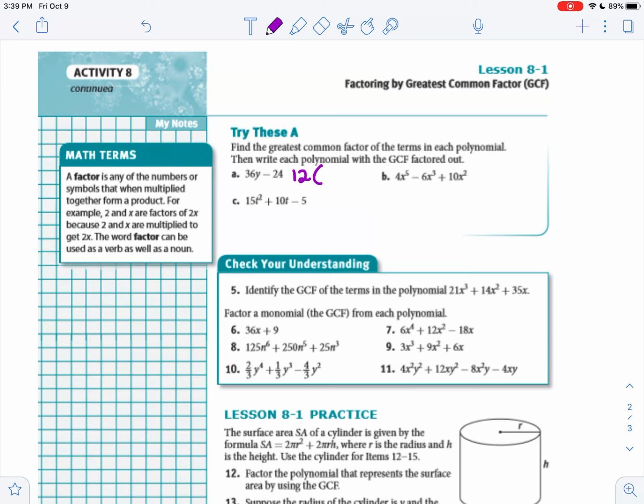Now we look at the variables, and one term has a y, the other doesn't, so we cannot factor out a y. So now we want to write our expression as a product. We think about, what would we have to distribute back to get to 36y? Well, since 12 times 3y is 36y, we'll put a 3y there, and minus 12 times 2 is 24. So it's like taking that 36y and that minus 24 and dividing them by 12.